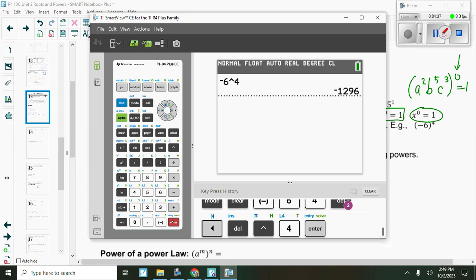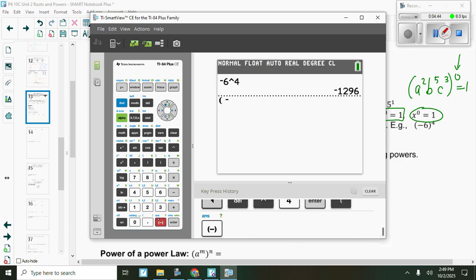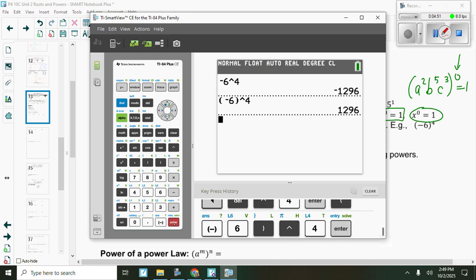Okay, so you'll notice that we have a negative number, -1,296. Now, do your brackets and do your -6 inside the brackets, and then your caret and your 4. You'll notice that the number is the same, but one is positive, one is negative. So brackets are really important.